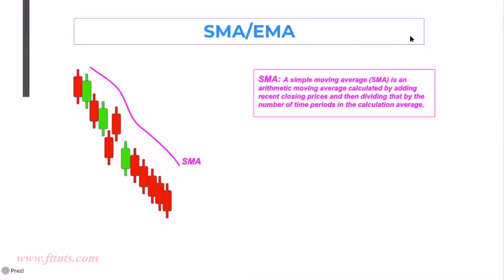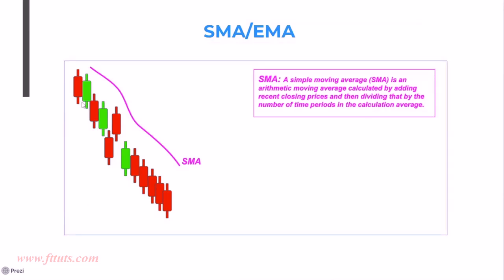Next thing I'm going to talk about is a simple moving average and an exponential moving average. So a simple moving average is an arithmetic moving average calculated by adding recent close prices and then dividing that by the number of time periods in the calculation. So basically, if you take 10 candles, for sake of example, you're going to take the average movement of all these candles and divide by the total amount of candles, and that's going to project your simple moving average.